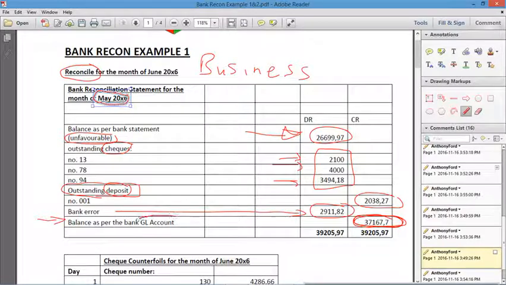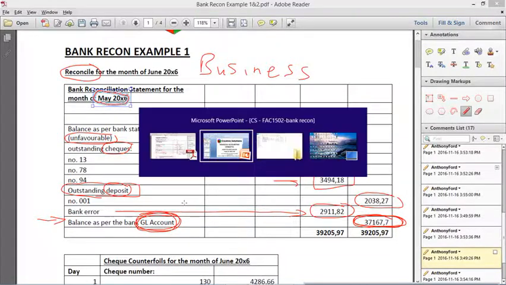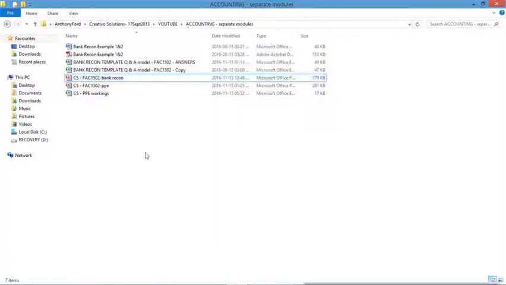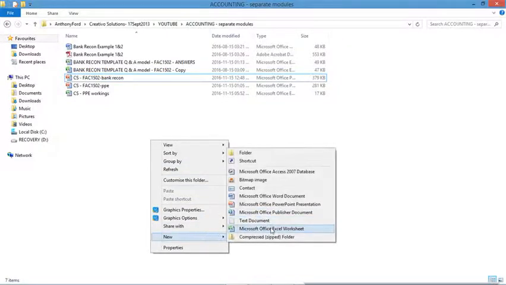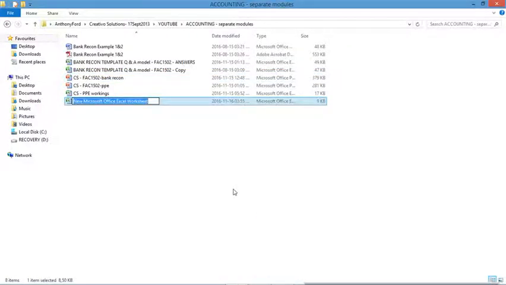Why? Whose books is that? The business's books. So there's an easy mark that we can get already in our solution. So let's create a solution for this particular account.